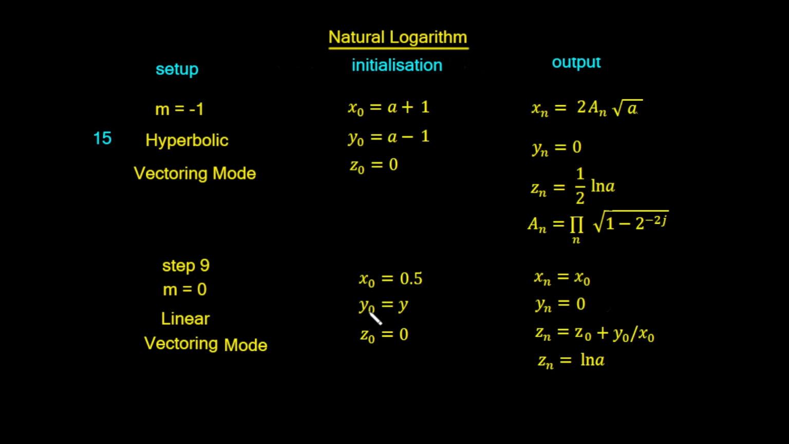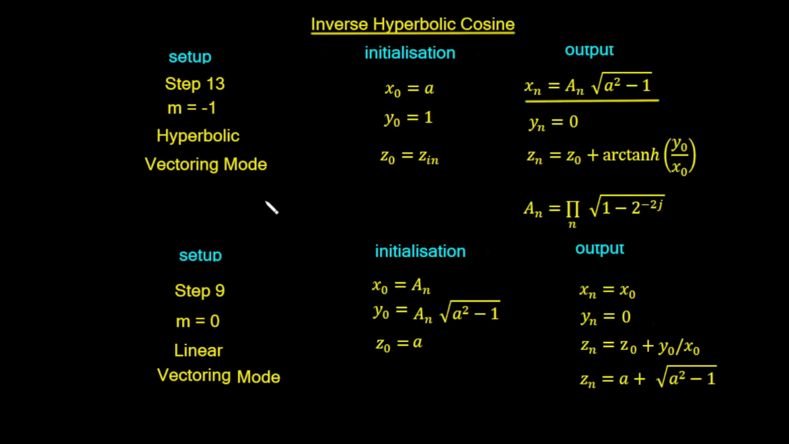The value for y0 is going to be the output from the previous stage, which is the value Zn, which is our half ln a. This will give us a final output here, which will be a value Zn. And if we set z0 here to 0, it's going to be y0 upon x0. So this is going to be a half ln a divided by a half, which will just give us an output of ln a.